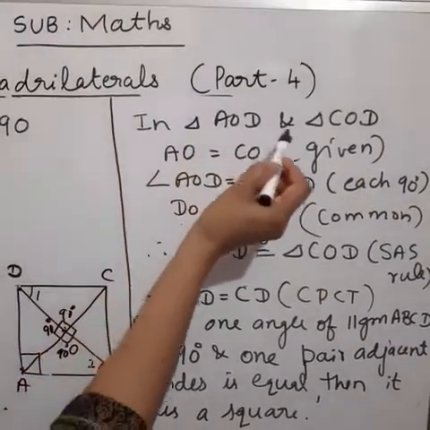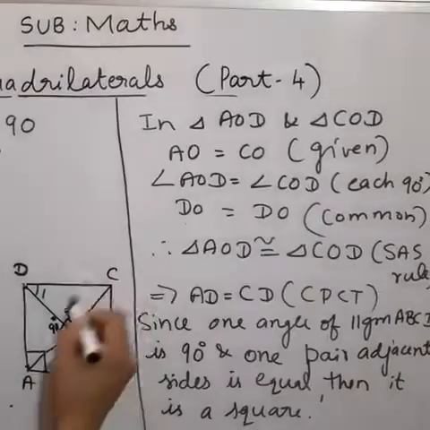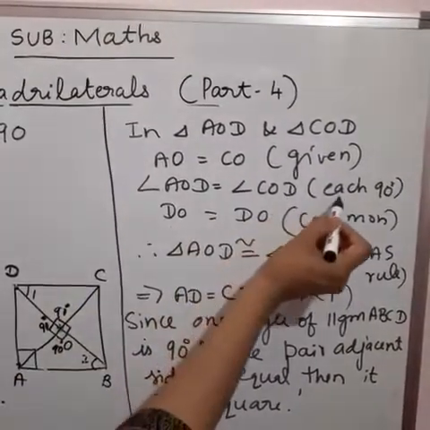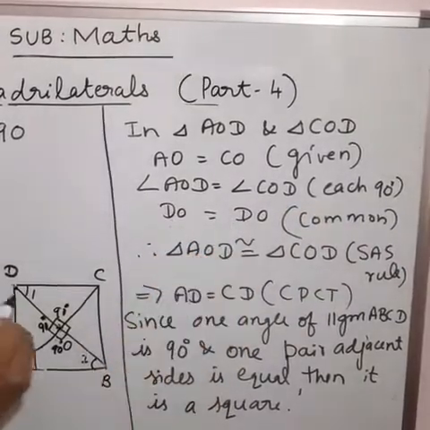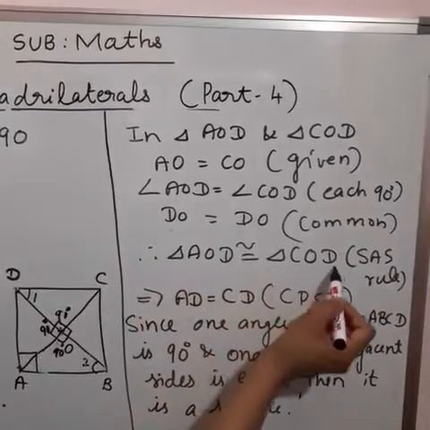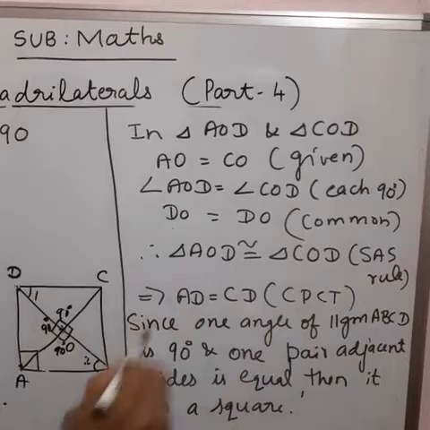So in triangles AOD and COD, AO is equal to CO, given. Angle AOD and angle COD are both equal to 90 degrees. DO is common. So we can write triangle AOD is congruent to triangle COD by SAS rule. And AD is equal to CD by CPCT.